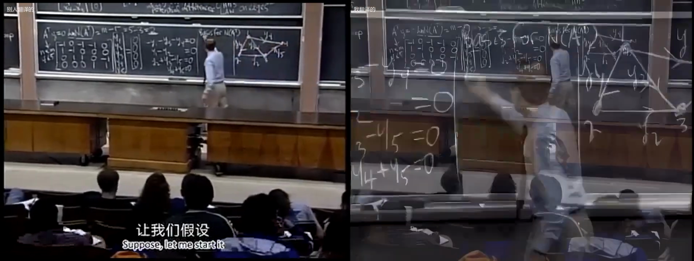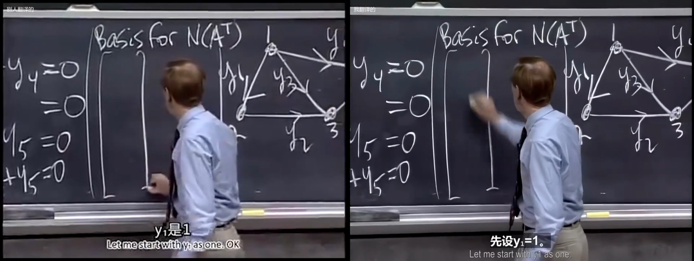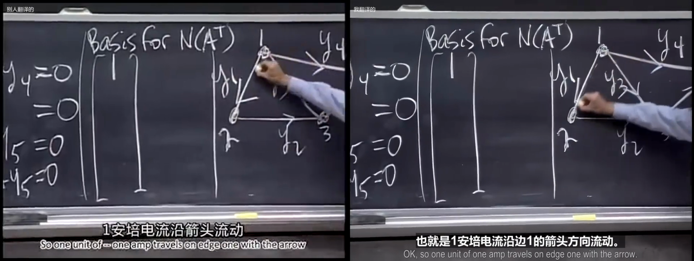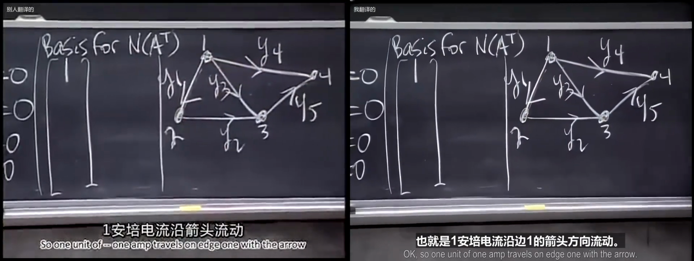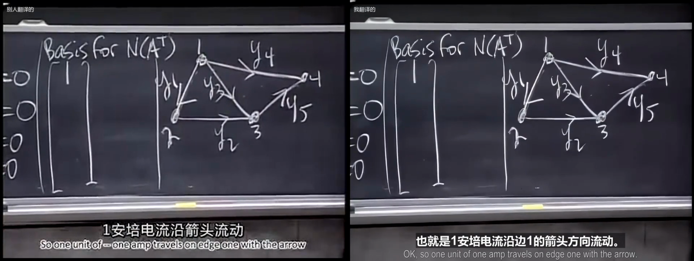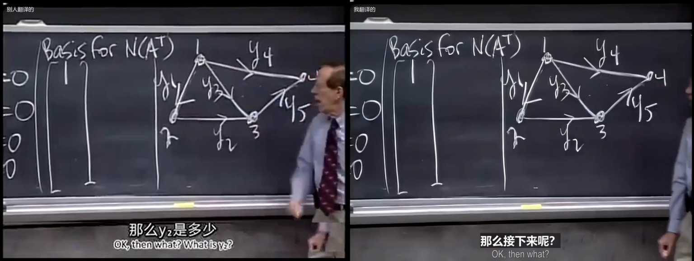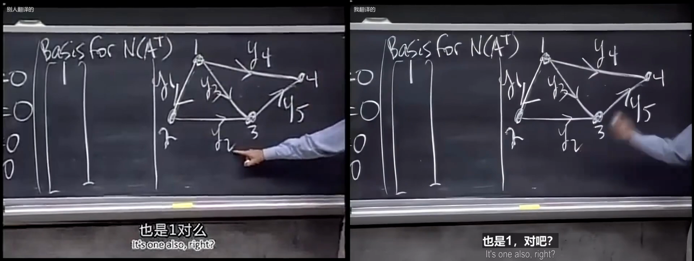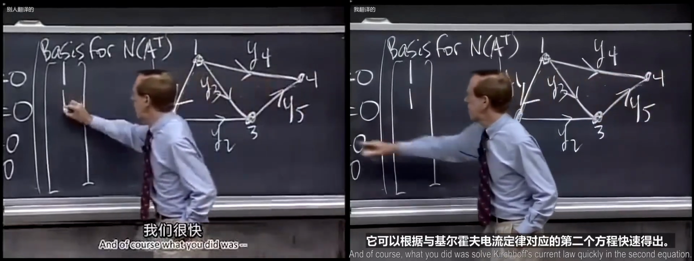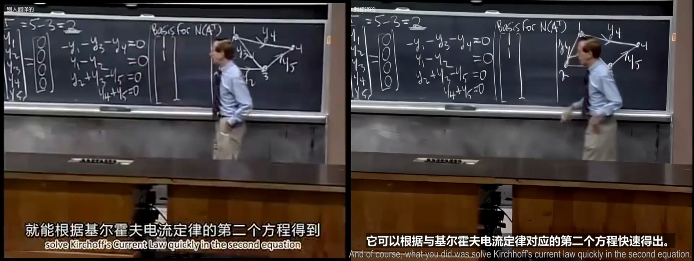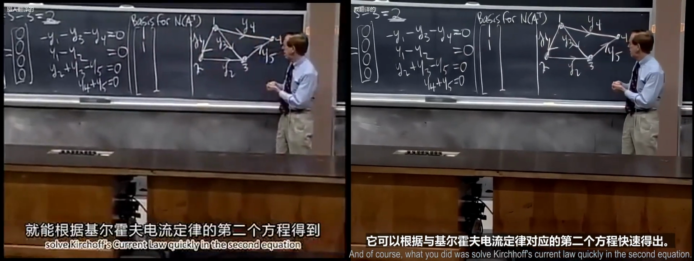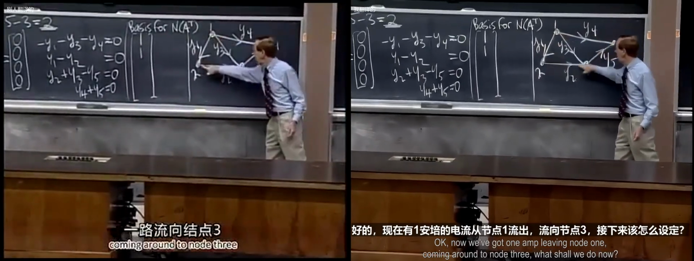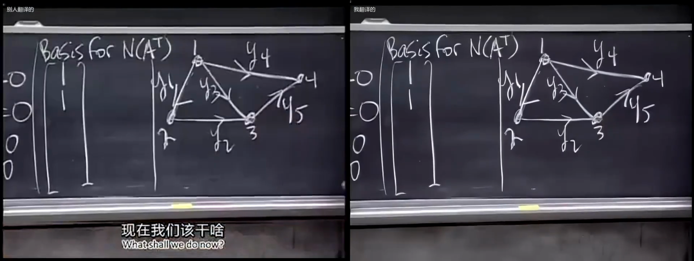Suppose, let me start with Y1 as 1. Okay, so 1 unit, 1 amp, travels on edge 1 with the arrow. Okay, then what? What is Y2? It's 1 also, right? And of course, what you did was solve Kirchhoff's current law quickly in the second equation. Okay, now we've got 1 amp leaving node 1, coming around to node 3. What shall we do now?